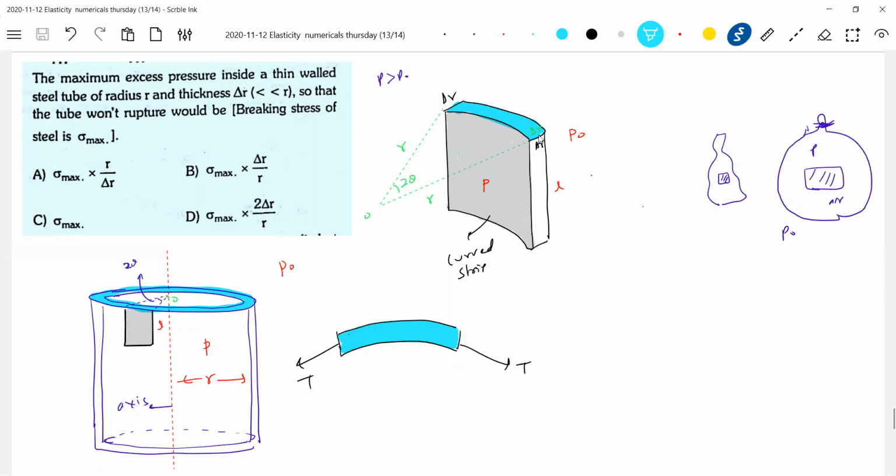I'm asking you to stand here and look at this strip. So what are the forces? The pressure force will act in this direction due to the difference in pressure. Then who should balance this? It should be balanced by the elastic forces set up. Let me take the axis. Yeah. So this is theta, this is theta, this is R, and this is delta R.